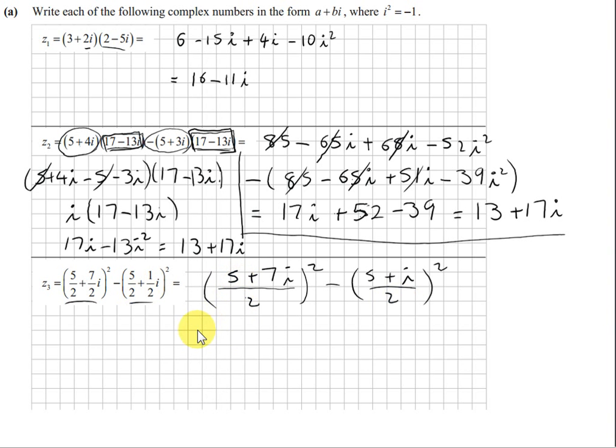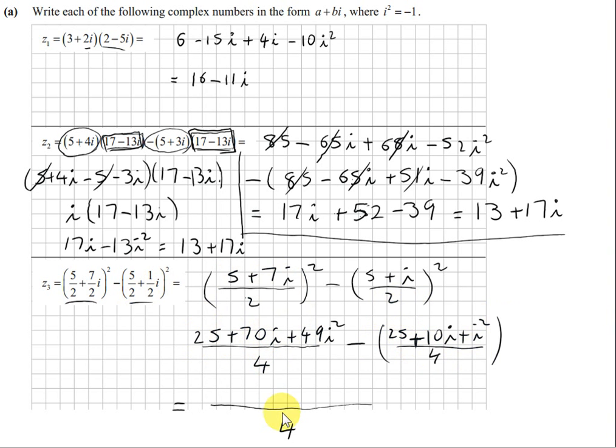Squaring the top part, square the first term, gives 25. Multiply first by second and double, 35i times 2, 70i. And square the second term, 7i times 7i is 49i squared. And this is divided by 4, 2 squared in the denominator. 5 squared is 25, 5 times i is 5i times 2 is 10i. i times i is i squared, and we divide this by 2 squared, which is 4.